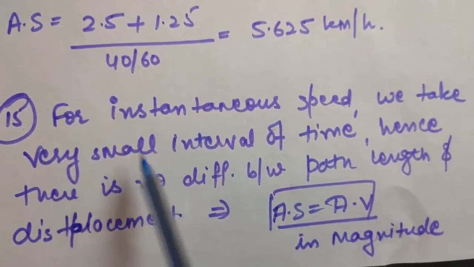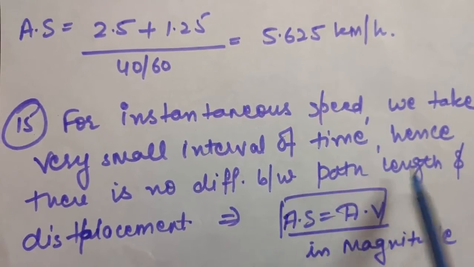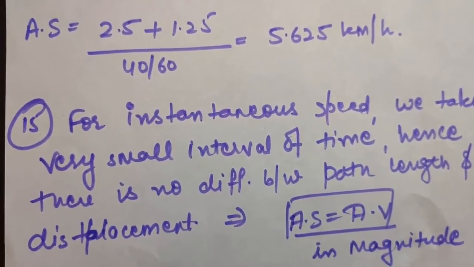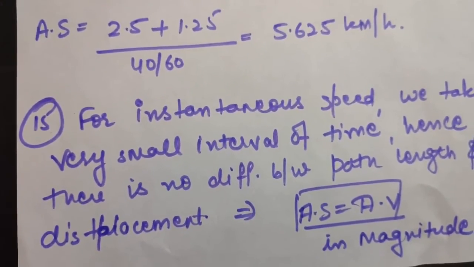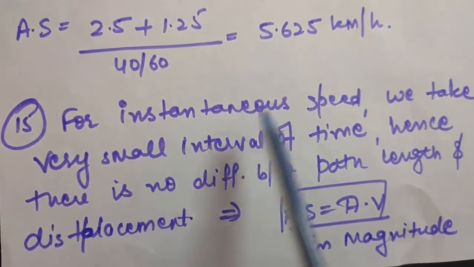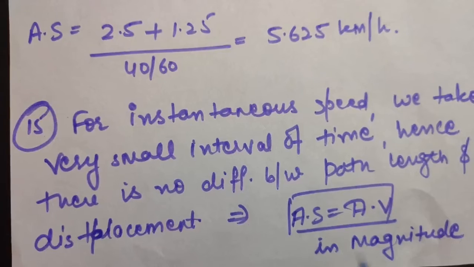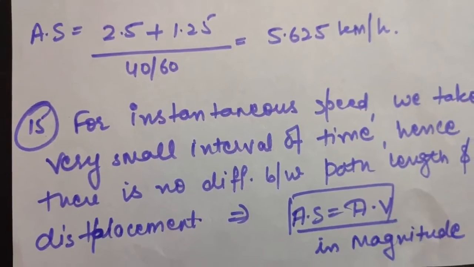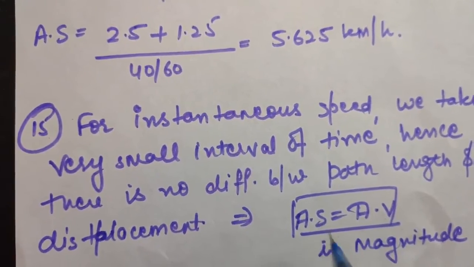Okay, so as we are taking very small interval of time, hence there is no difference between path length and displacement. If path length and displacement both are same, that means average speed and average velocity will come to be same. So this is the reason why for instantaneous speed or instantaneous velocity, these values come to be same. Their direction can be opposite, but their magnitude will be same.